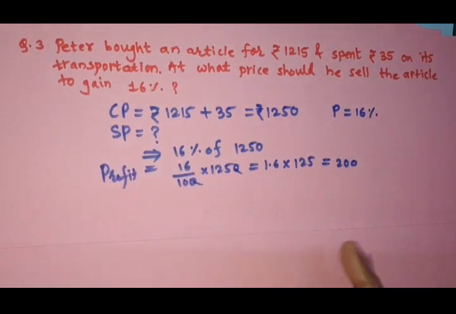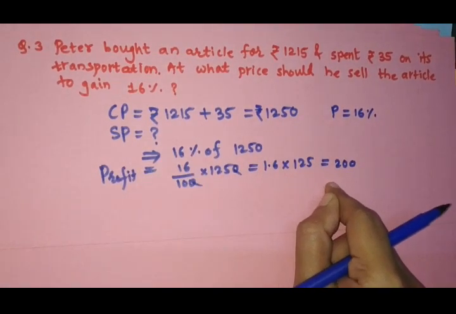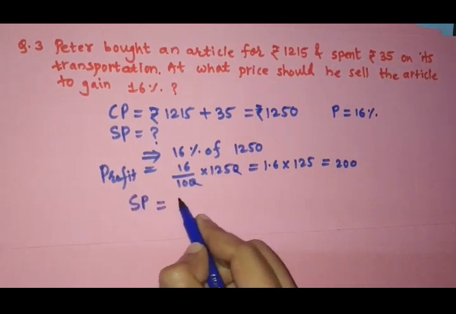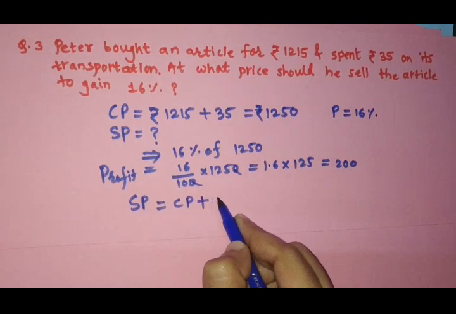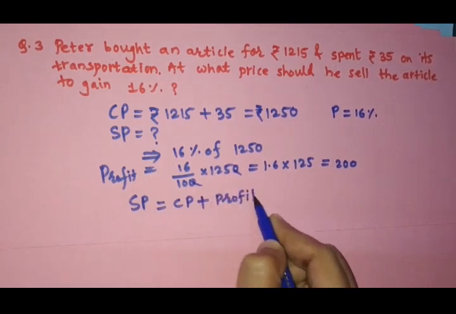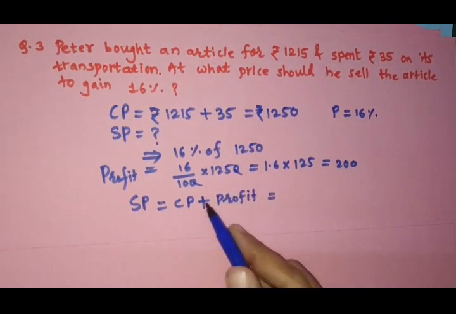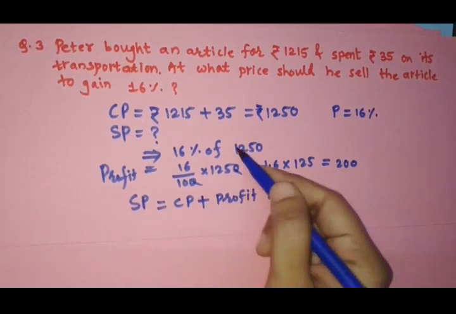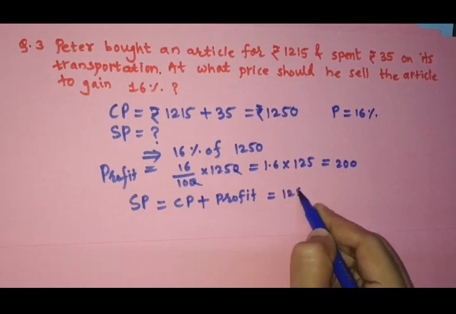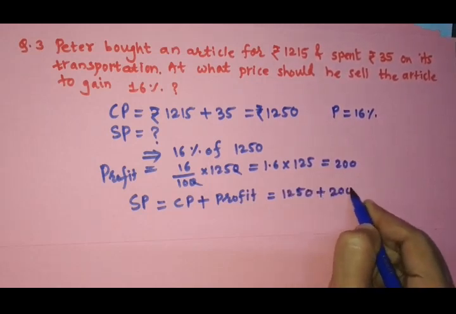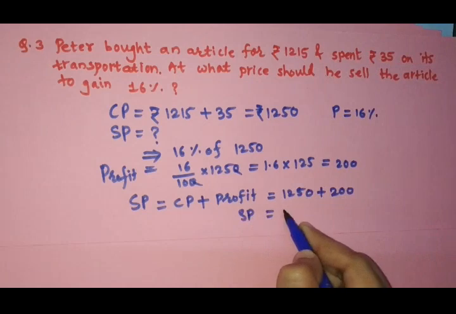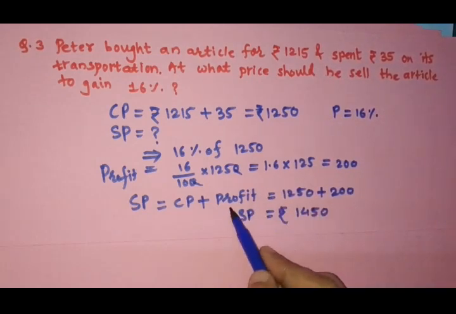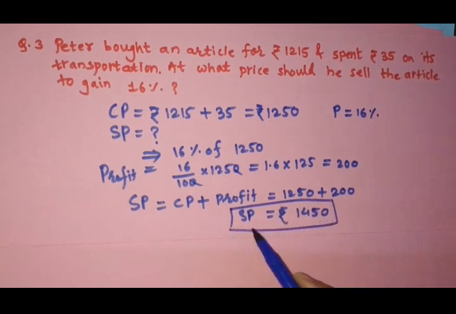So here in this case, in the whole transaction, 200 rupees is the profit, and we know that selling price is equal to cost price plus profit. This is a formula. Selling price we can get by adding profit to the cost price, and cost price we already know is 1250, plus we'll add this 200. So we'll get a selling price of rupees 1450. So this is the selling price.